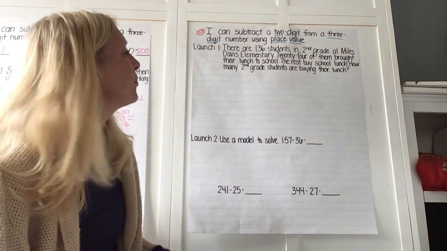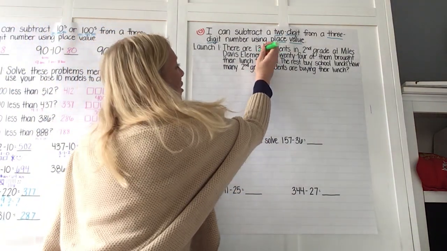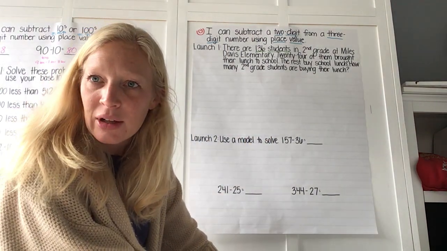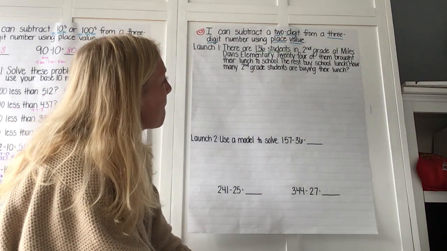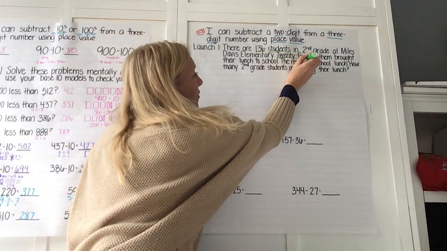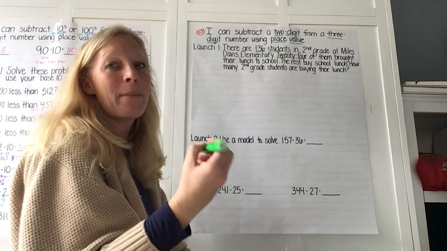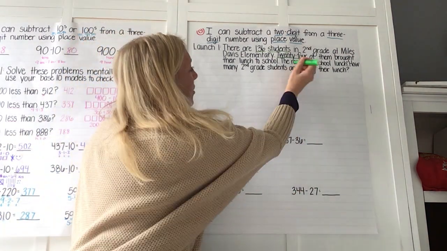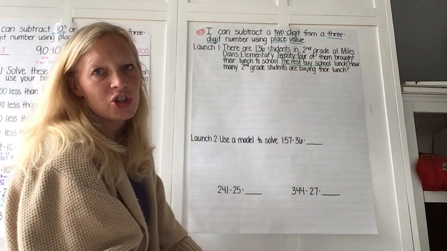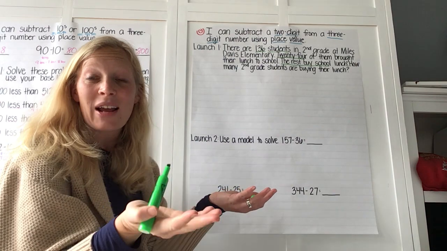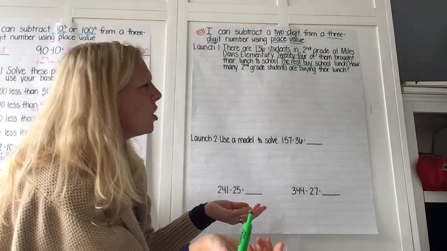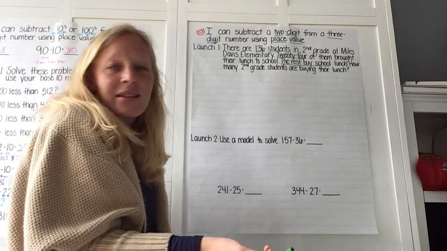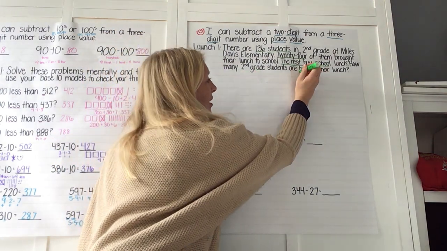What do we already know? Yes, we already know that there are 136 students in second grade. That's a lot of second grade students. Holy guacamole. What else do we already know? 24 of them bring their lunch. That means that they pack their lunch. What else do we know? That's right. We know that the rest of them buy their school lunch. So 24 of them bring their lunch. The rest are buying their lunch when they get to school. What are we trying to find out? That's right. We want to find out how many is the rest, right? How many second grade students are buying their lunch?